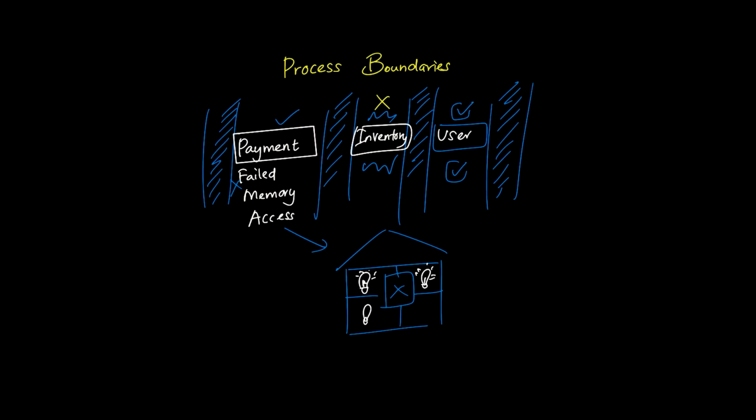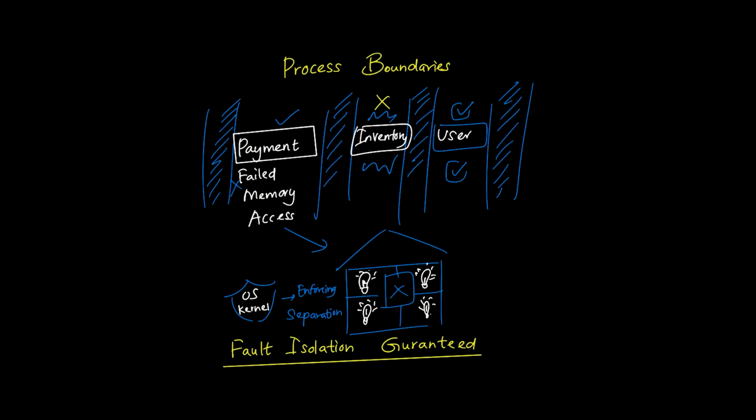The operating system enforces these boundaries at the hardware level through memory protection. A bug in the payment service can't corrupt the inventory service's data because they literally cannot access each other's memory. This isolation is why companies like Netflix can update services independently without bringing down the entire platform.